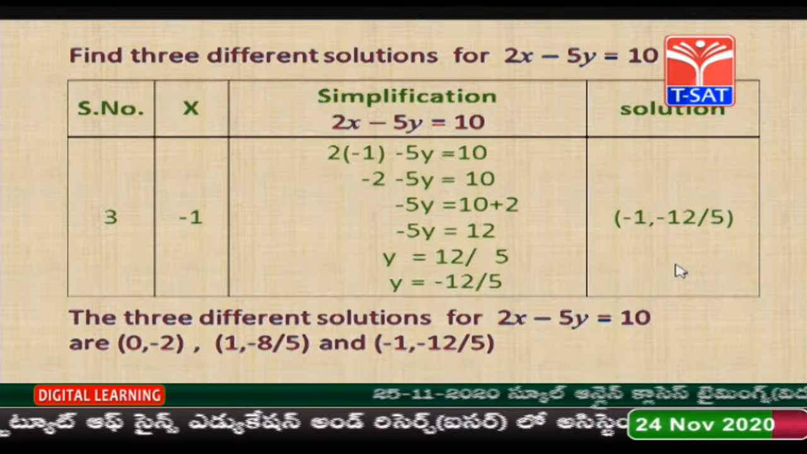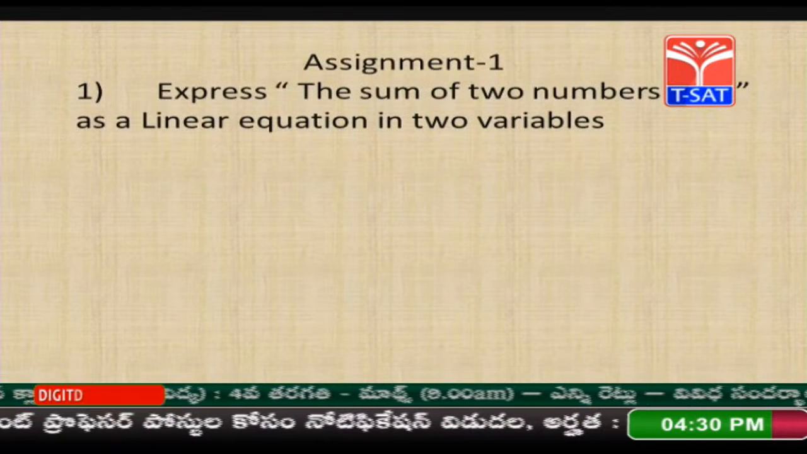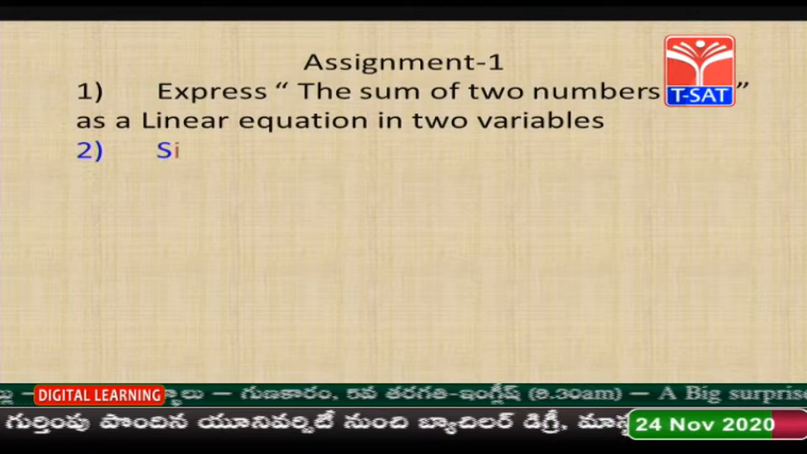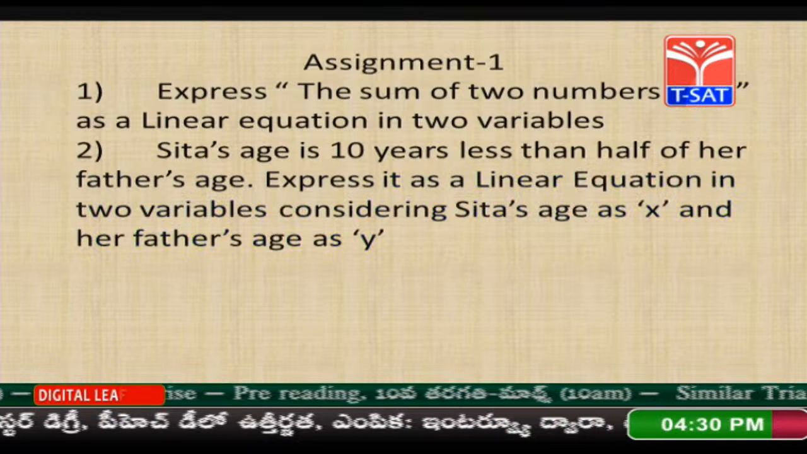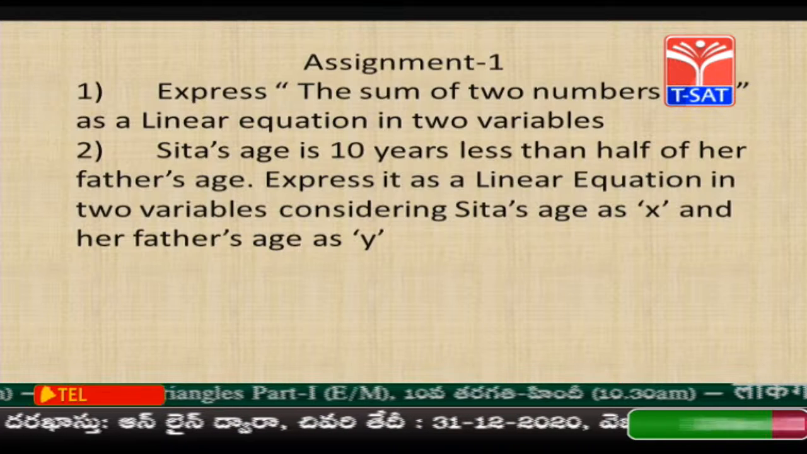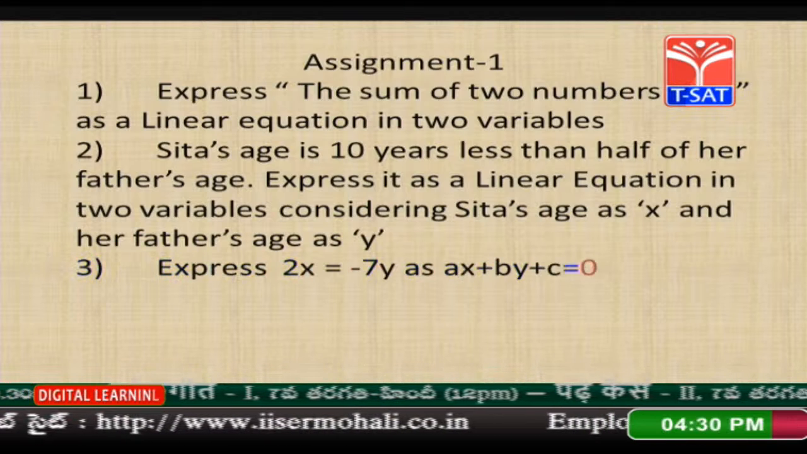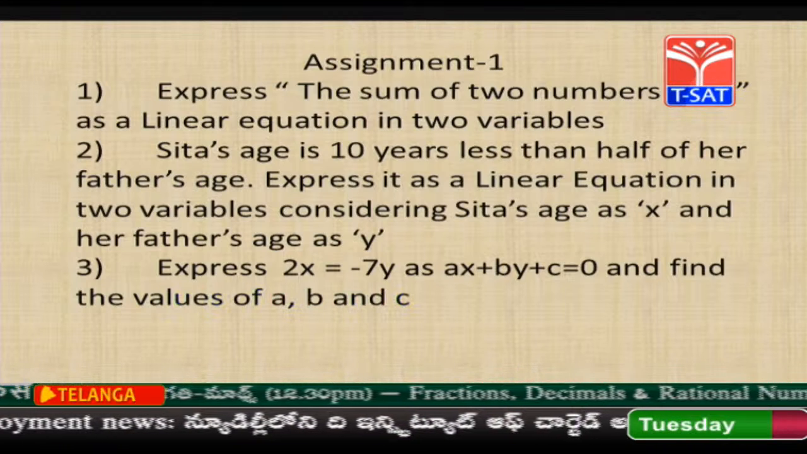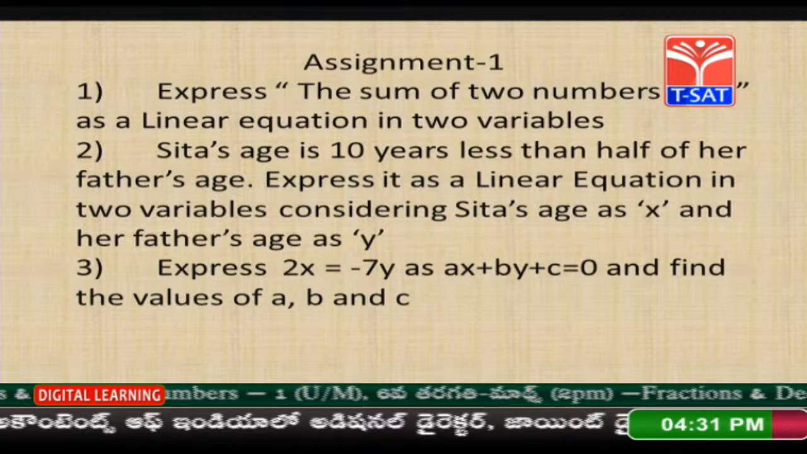Are you clear, children? Now, at present there is just an assignment for you. Question number 1, express 'the sum of two numbers is 43' as a linear equation in 2 variables. Question number 2, Sita's age is 10 years less than half of her father's age. Express it as a linear equation in 2 variables, considering Sita's age as x and her father's age as y. Question number 3, express 2x is equal to minus 7y as ax plus by plus c is equal to 0 and find the values of a, b and c.